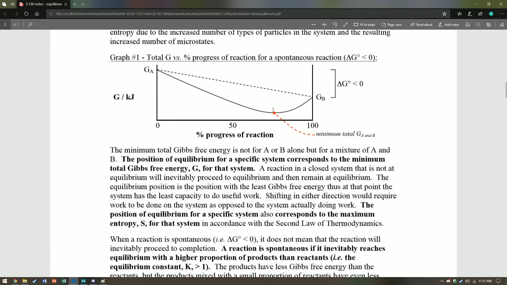The reason why this minimum Gibbs free energy corresponds here is that at this point there's a maximum amount of entropy. Since there's a little bit of reactant particles and a lot of product particles, that means the total number of particles is maximized, and therefore there's a high amount of positional entropy within this configuration.